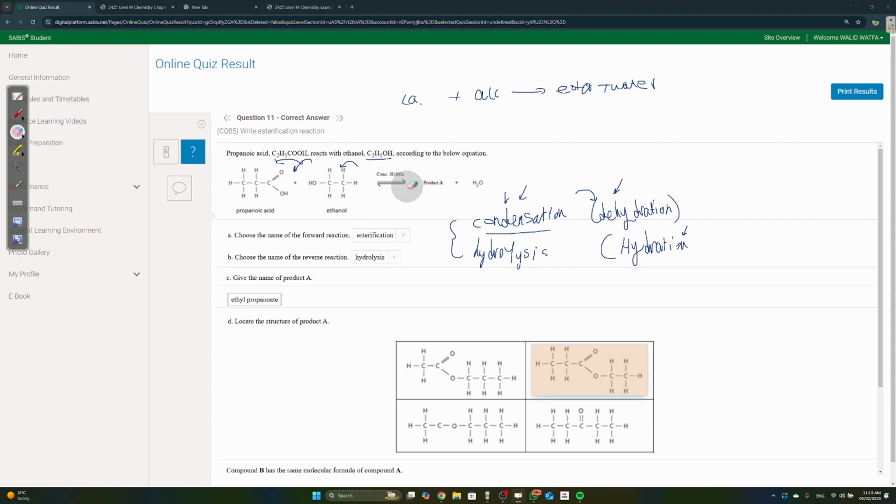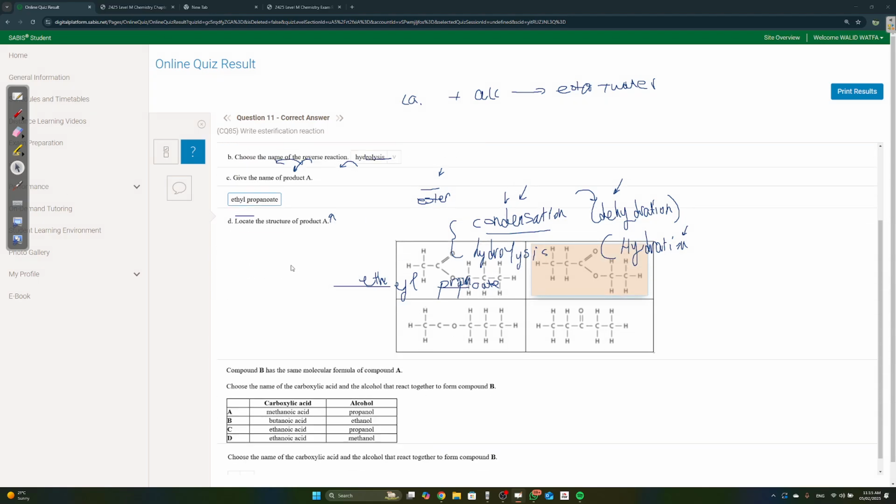Okay, give the name of product A. We need to know the product A. We know obviously it's an ester. How do you name an ester? It's something-yl, something-oate. We know the yl comes from the alcohol. What's the alcohol? Eth. So it's ethyl. And then the acid is propan, so we put propanoate. Okay, simple as.